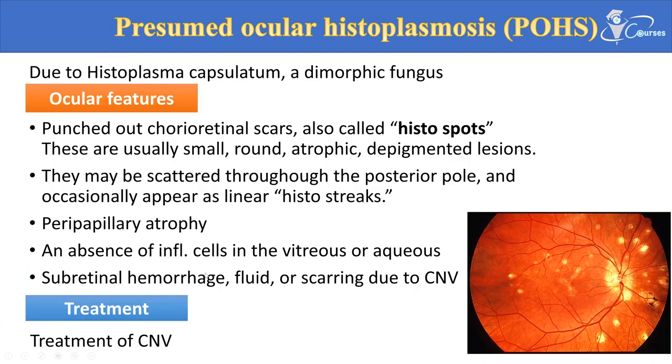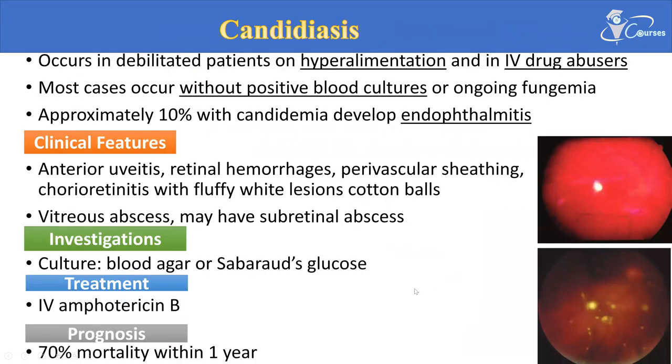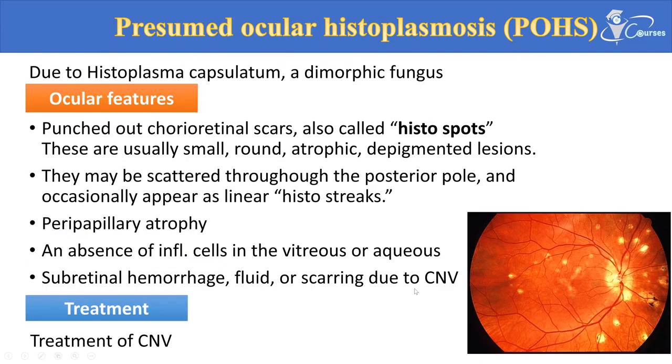And here is also a very important sign, like in cytomegalovirus: there is absence of inflammatory cells in the vitreous or the aqueous. This occurs also in immune suppressed patients. So you are unlikely to find inflammatory cells in the anterior chamber or in the vitreous. Then there is subretinal hemorrhage, fluid, or scarring due to choroidal neovascularization. This is one of the complications reported in patients with presumed ocular histoplasmosis that can be treated. So we need to follow up those patients, because if they develop CNV, it can be treated by anti-VEGF injection, which can improve the vision.